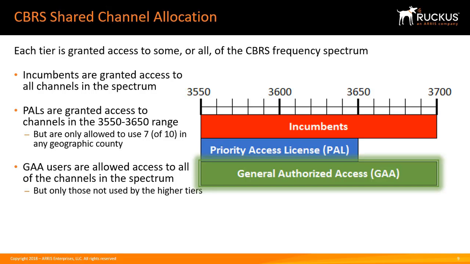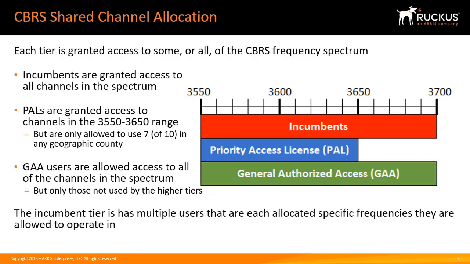This graphic is a simplistic representation of the frequency usage between tiers. Within the incumbent tier, there are multiple users, and each one is allocated a subset of channels they can operate in. We'll cover more on this topic later in the course.